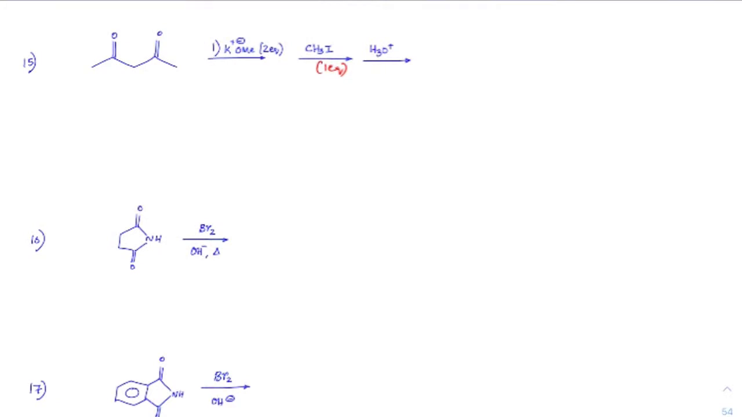Right. So in 15th, you can see first the methoxide group will accept a proton from the active methylene position. Then when you treat with CH3I, it will attack here, I minus will leave, and finally you will get this as double bond O and CH3. This is what you will get.